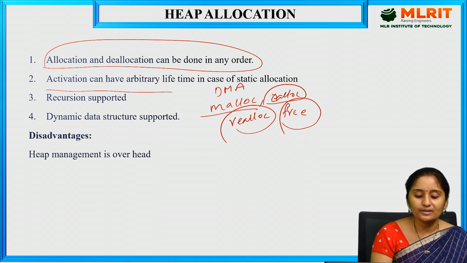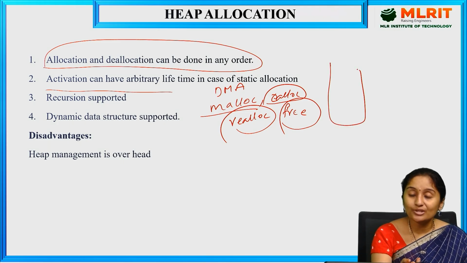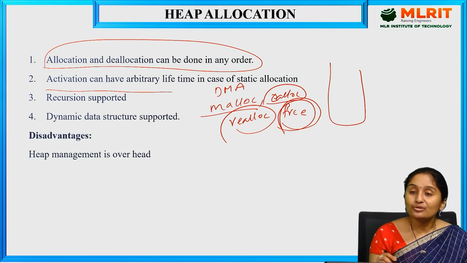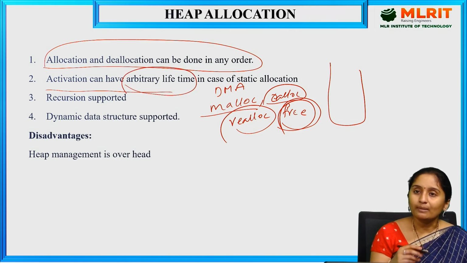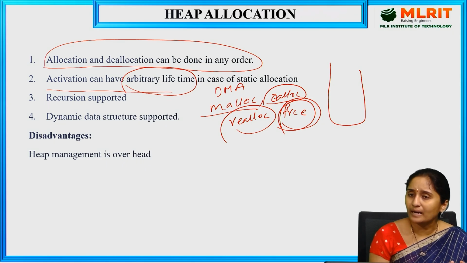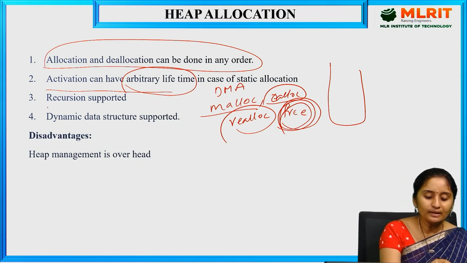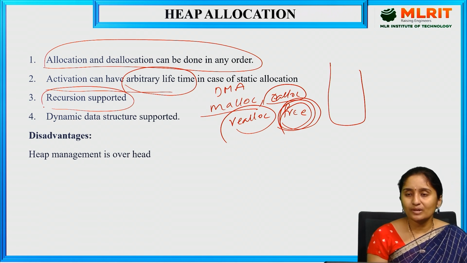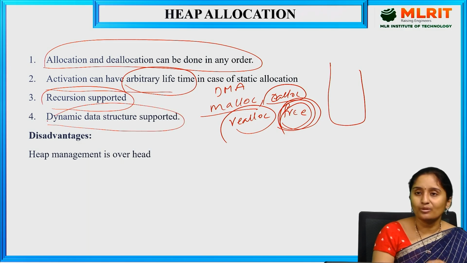Coming to the heap, an activation can have an arbitrary lifetime. Whenever the program execution is completed, it will be freed. When it is allocating or deallocating the memory is not known to us, so it is an arbitrary lifetime. It can be allocated, and if that part of the activation record is completed, then it will be freed. So it is done at any time. Recursion is supported, so the factorial which we have seen here will be supported. Dynamic data structures are also supported here.